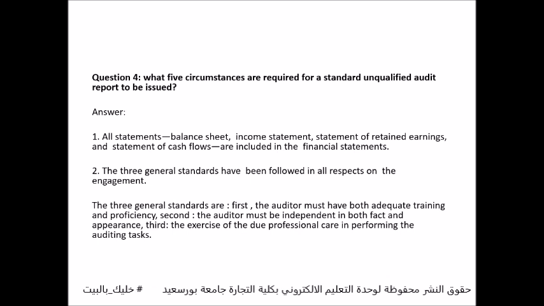Number 2, the 3 general standards have been followed in all respects on the engagement. So, what are the 3 general standards? The 3 general standards are: number 1, the auditor must have both adequate training and proficiency. Second, the auditor must be independent in both fact and appearance.